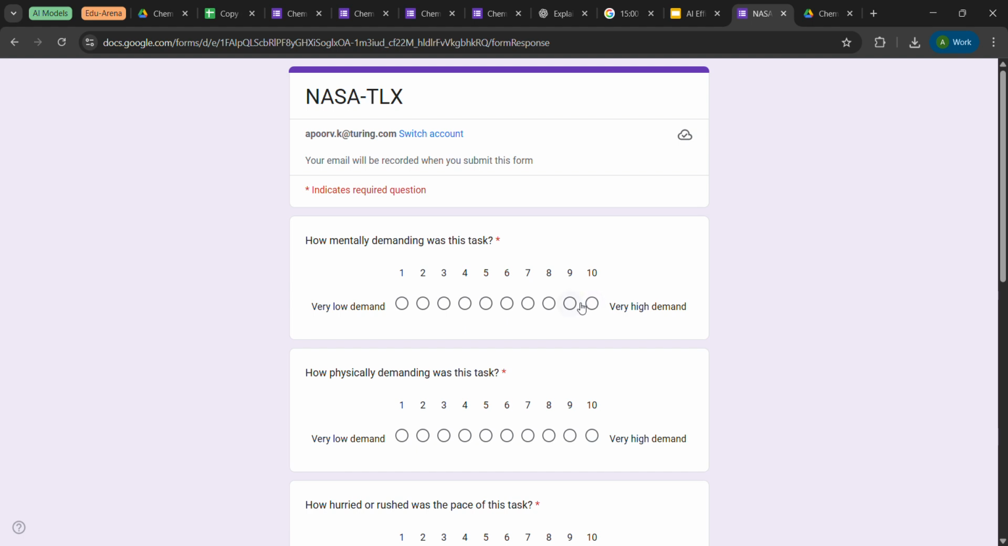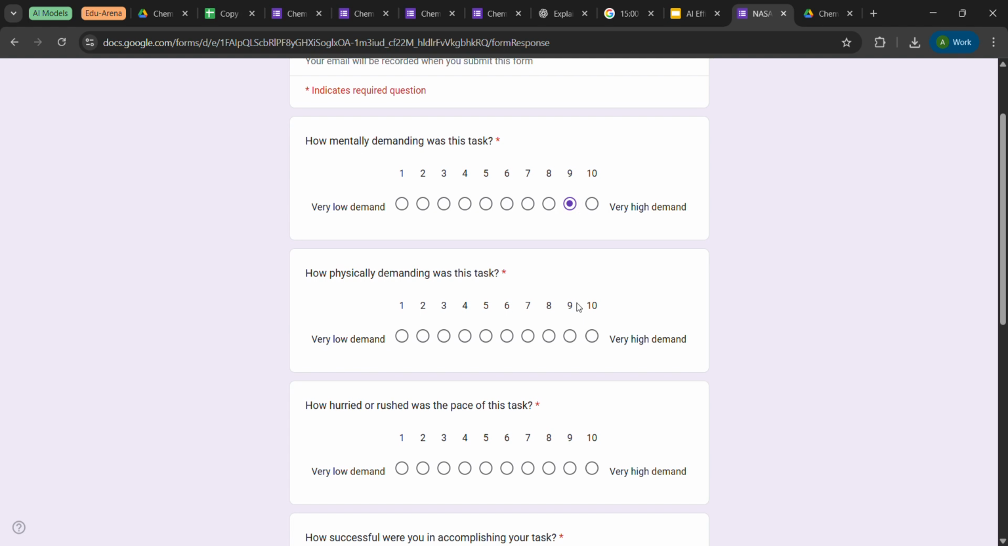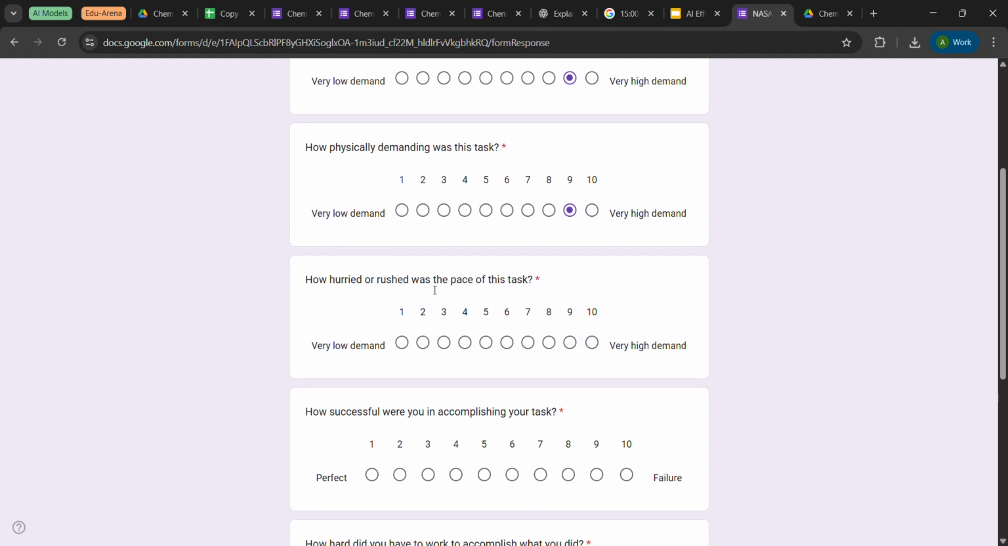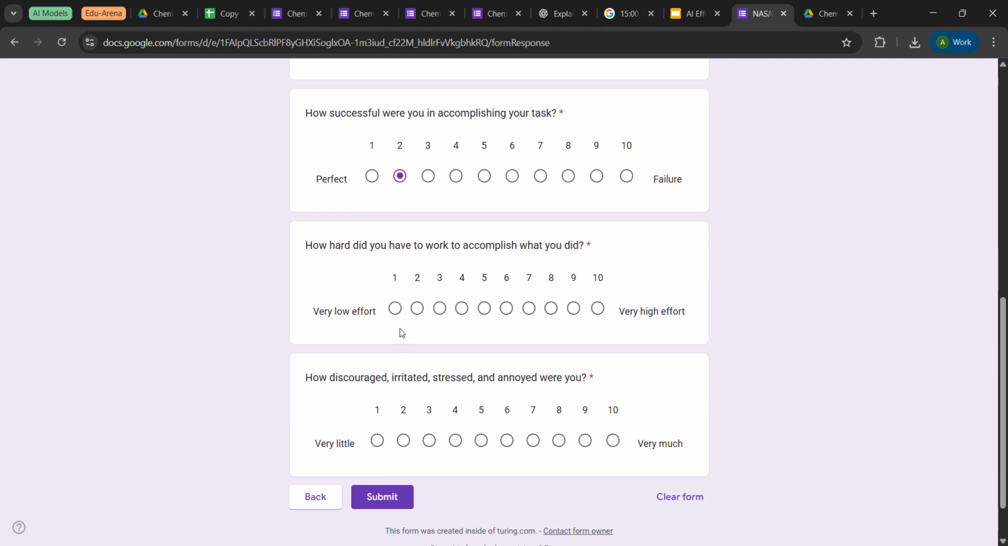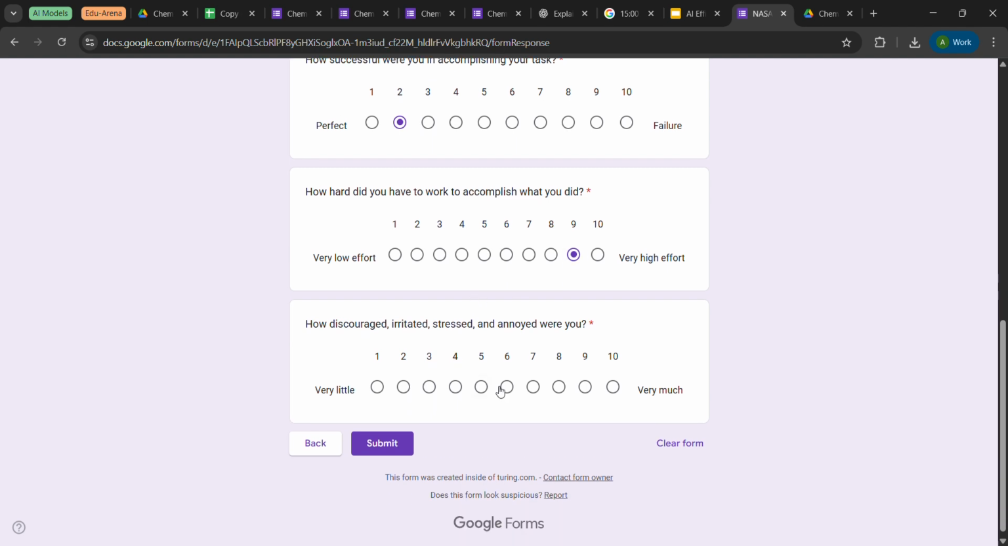Oh, it was quite demanding having to sit. How hurried or rushed was the pace of the task? It was fairly average. I was quite good, actually improved. How hard did you have to work to complete the task? I put in quite a lot of effort. No, I wasn't annoyed that much. But still, I'll give it a fair 6.